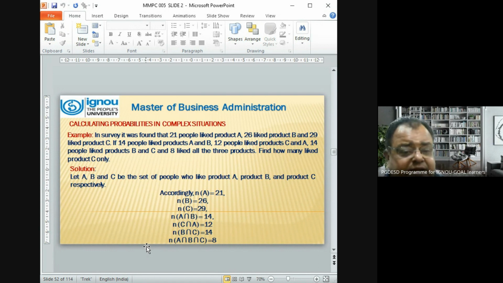We see that there are 14 people who liked A and B. In set terminology, this is denoted by intersection. That means n(A ∩ B) is equal to 14. Similarly, n(C ∩ A) is equal to 12 and n(B ∩ C) is equal to 14. And lastly, there are 8 people who liked all three products. That means n(A ∩ B ∩ C) is equal to 8.